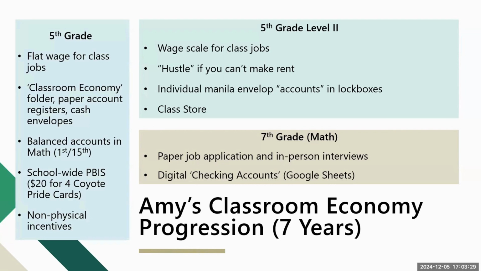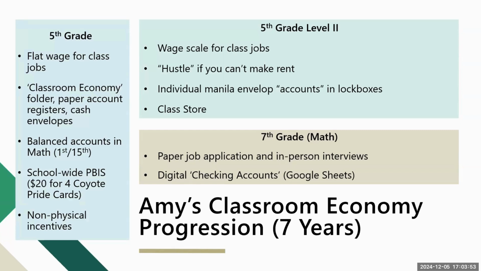We balanced our accounts on the 1st and the 15th, or those closest days. I used math time twice a month. That was it. We had safe, responsible, respectful as well. We had something called Coyote Pride cards, and you could trade 4 of them for $20 in class cash. I really didn't open a store for years. All of my incentives were a positive phone call home, lunch with me, something like that.